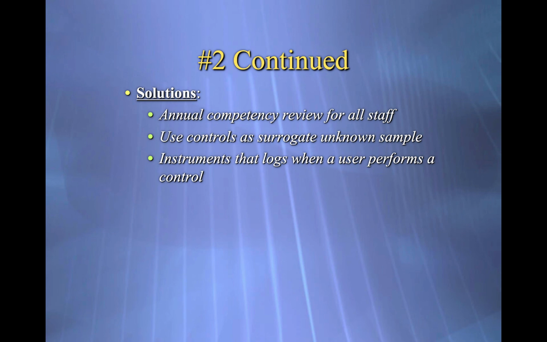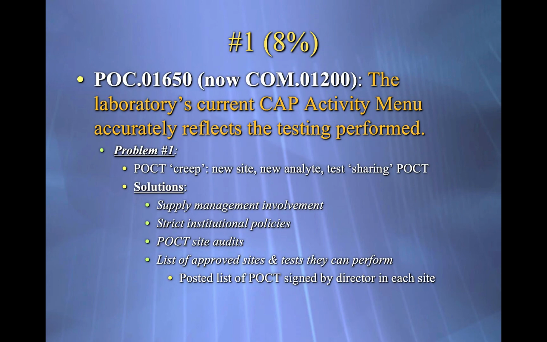Not that it'd be appropriate to use those for testing, but you can do things in a competency fair that can demonstrate all 6 elements of competency, using controls as surrogate unknown samples. And then instrument logs, when a user performs a control on the instrument, can be useful to show that, yes, they know how to do the controls. I've got it logged that Nurse Smith actually did a control last week and it was successful. So there I can demonstrate that they were able to do that.